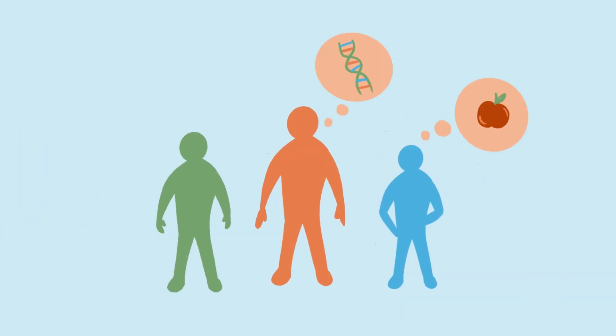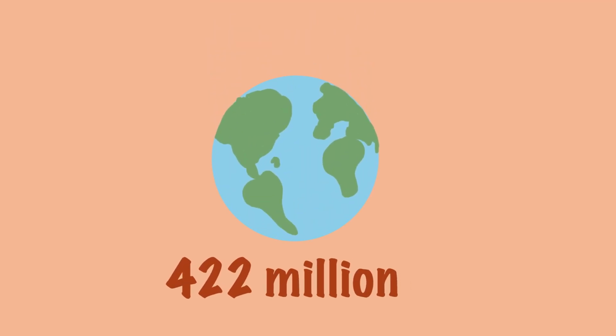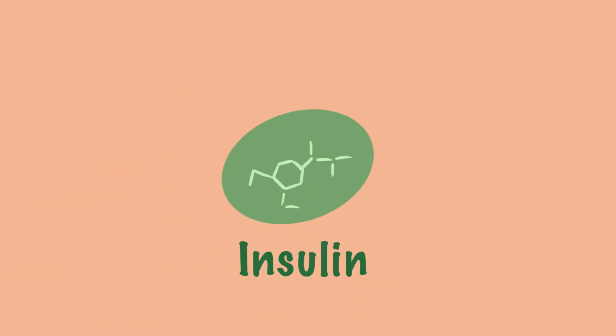However, there are certain genetic or lifestyle factors that can make it more difficult for people to generate insulin on their own. When that happens, they can develop diabetes, a chronic disease that affects about 422 million people worldwide. As a form of treatment, doctors give diabetic people insulin. But where does this insulin come from?